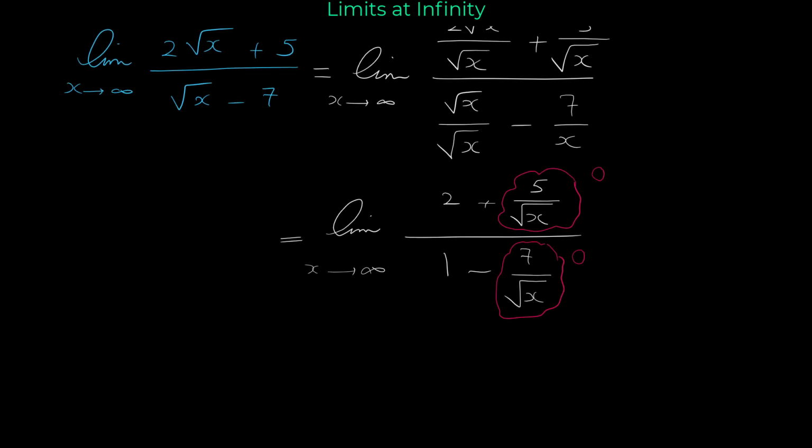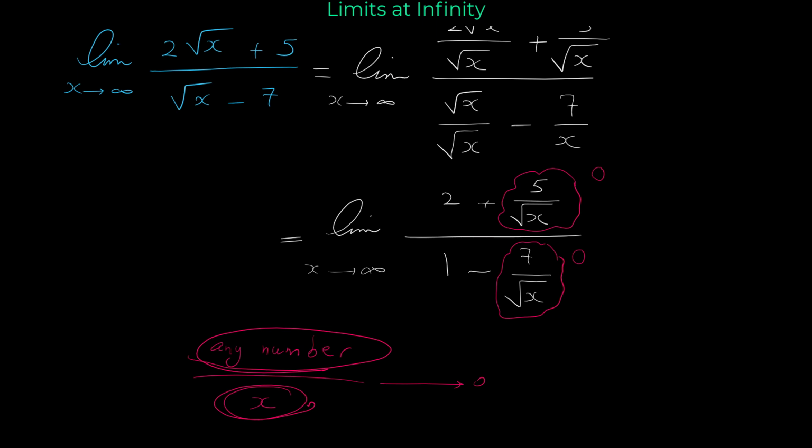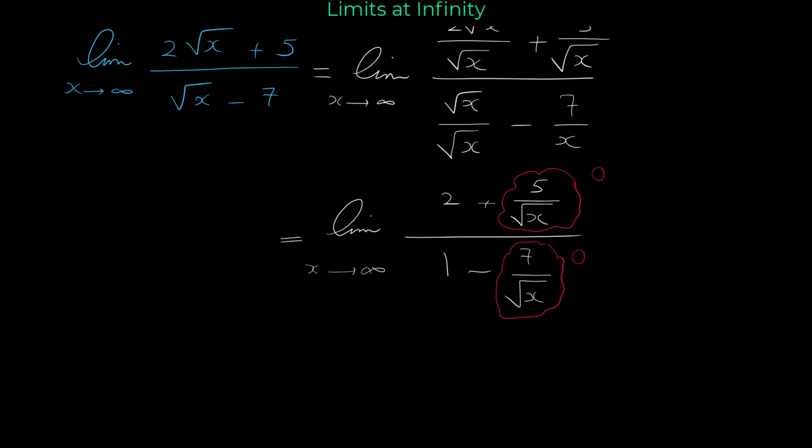Probably you remember that the limit of any number over x to any positive power, if x approaches infinity, is 0. It doesn't matter what the power of x is. It can be 1, 2, 1/2, 2/3. When we have a number over something that approaches infinity, attention here, x approaches infinity, the limit of this type is 0. And so the value of this limit is 2 over 1, or simply 2.